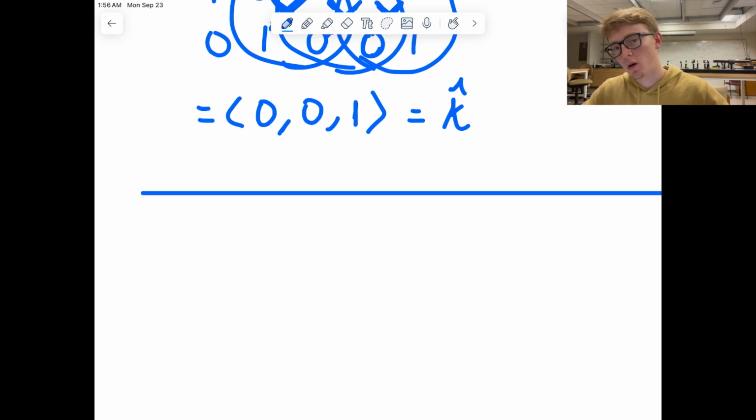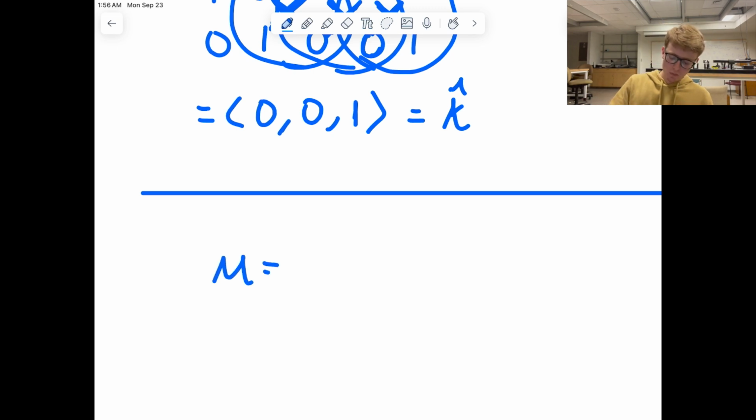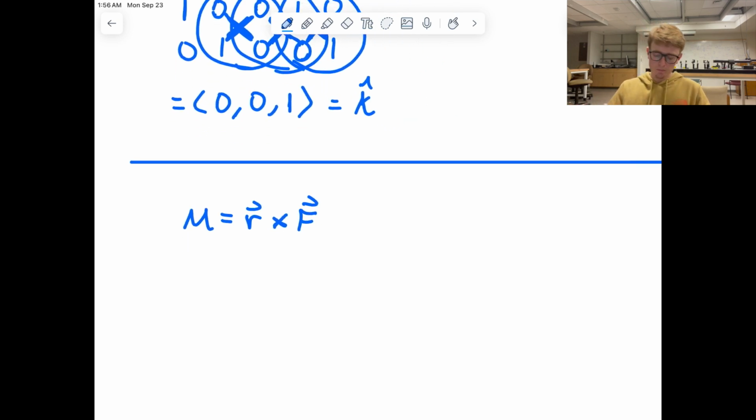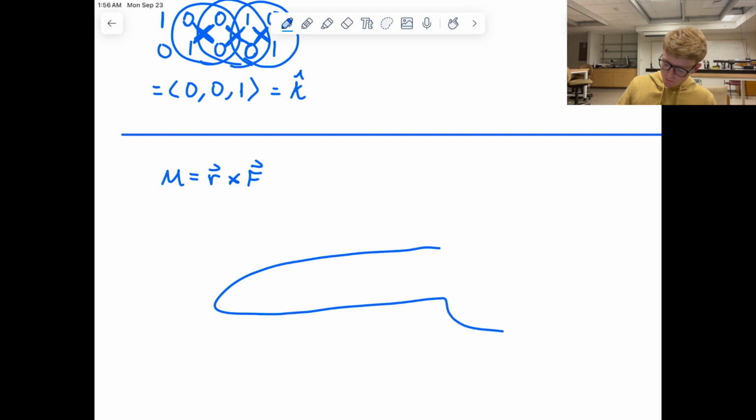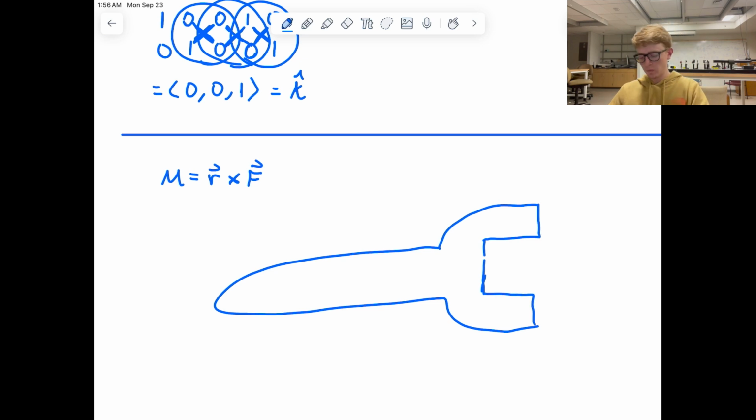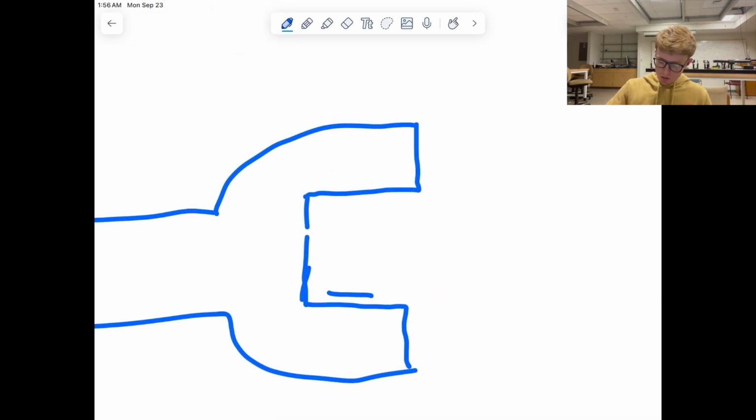What is important though is how do we compute cross product here? So I'm just going to tell you that the equation for a moment is r, this vector r, and we'll talk about what that is, cross with this vector f. Okay? So let's set up an example. So in my example, I'm going to have this wrench. So this is supposed to be a wrench, just to be clear. And then I've got a bolt right here.